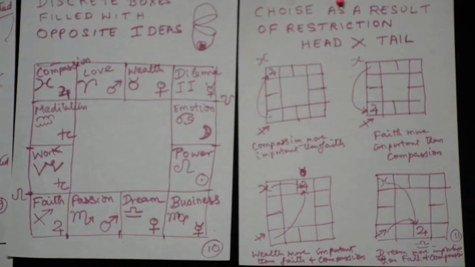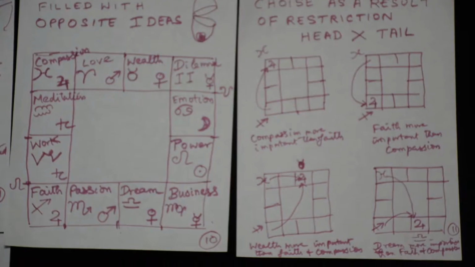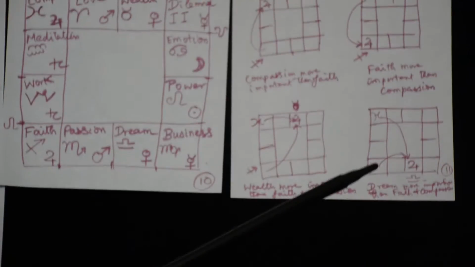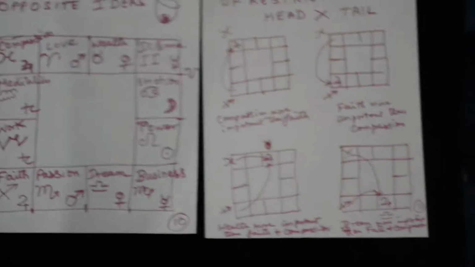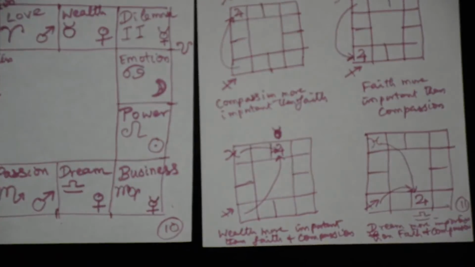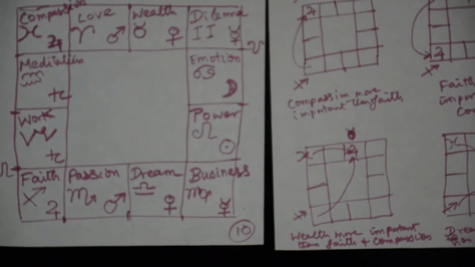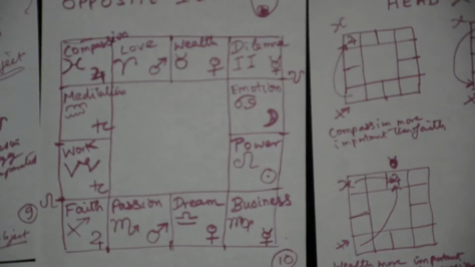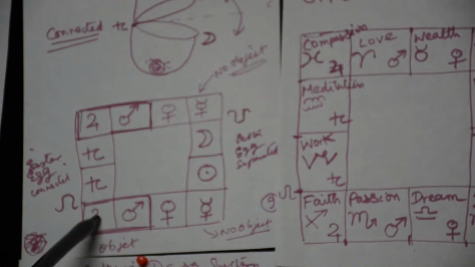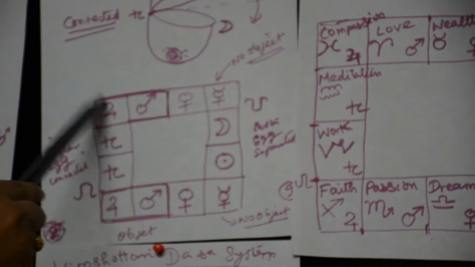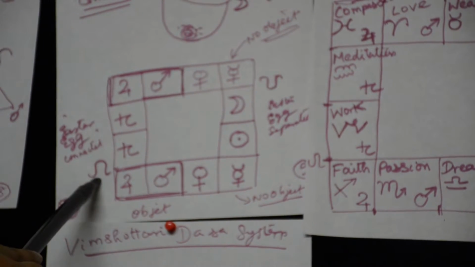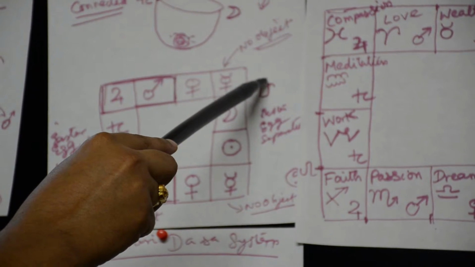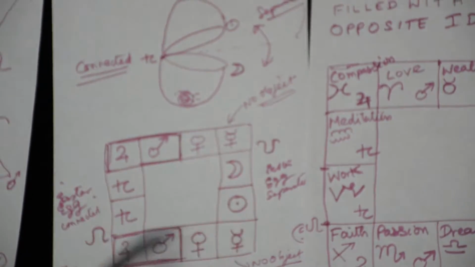Choice as a result of restriction. Suppose you have a coin and it has two sides, head and tail, which means you can either see the head side or the tail side at a time, but you can't see the head and tail simultaneously together. So we saw that for Jupiter there are two houses. One is Pisces or the compassion, another one is Sagittarius or the faith. The faith and compassion are two ideas wherein you become compassionate when you go from nothingness to everything, and you start having faith when you go from everything to nothing.